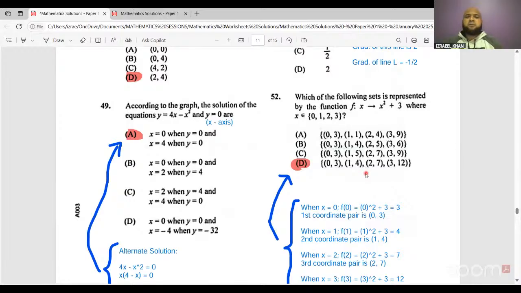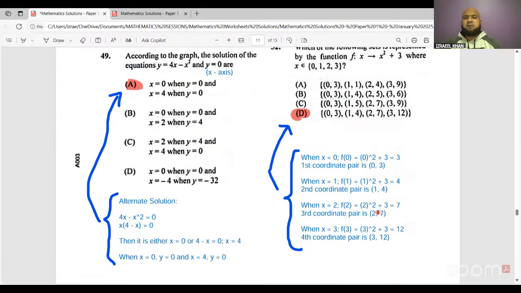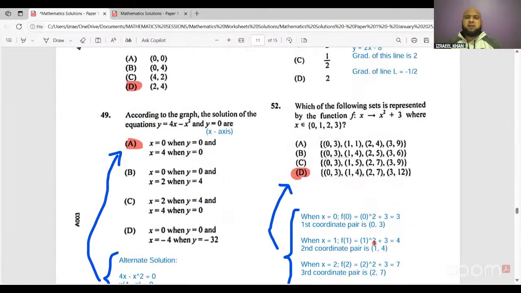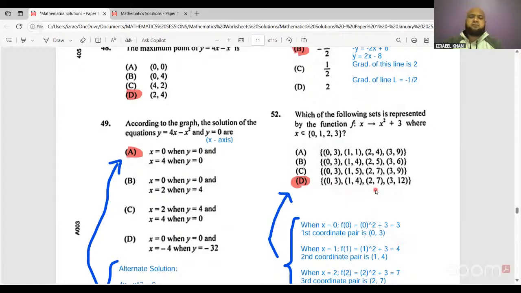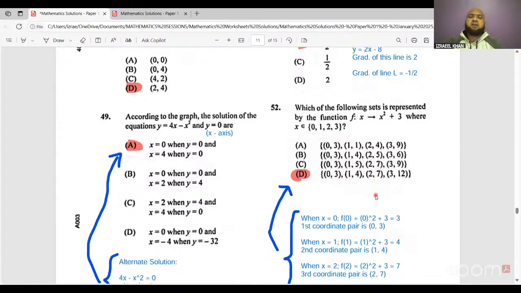So I don't need to go further. I don't see D's the answer. D has the first 3 answers. So I mean, I went ahead and did the rest, but you don't need to, right? First 3 answers, first 3 pairs, we don't see D is the answer, okay?